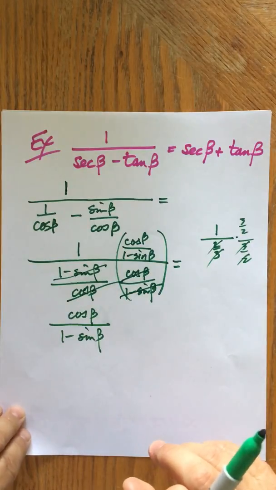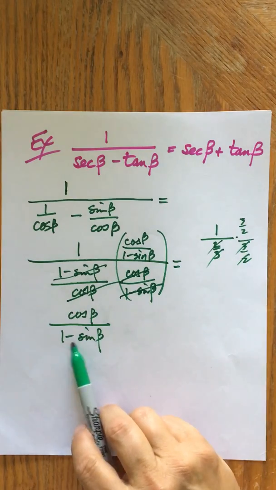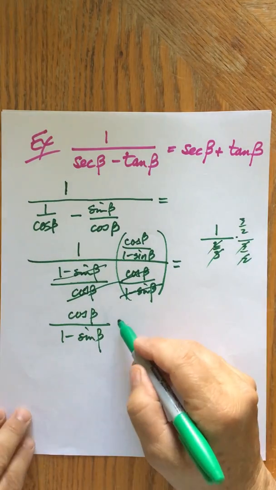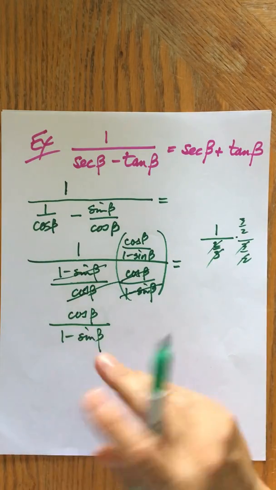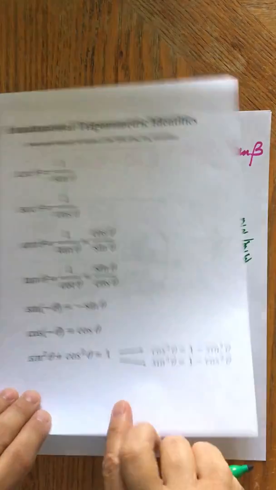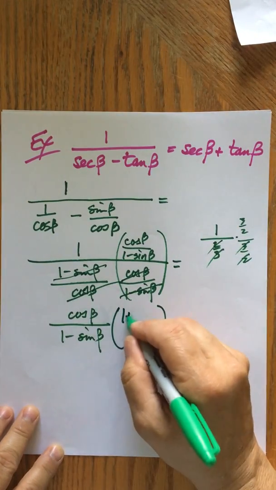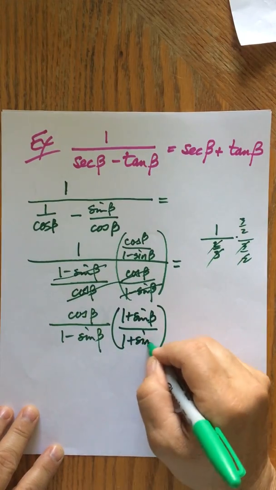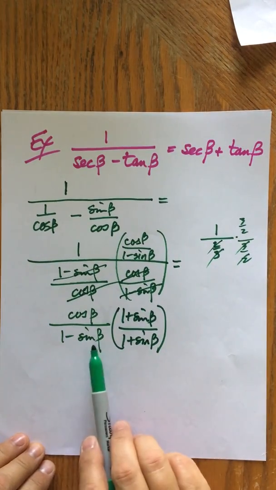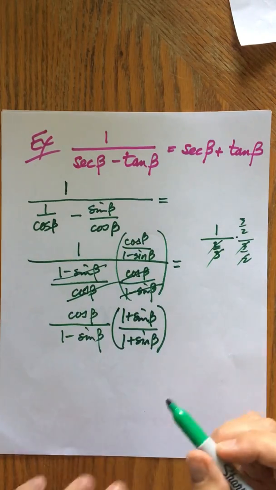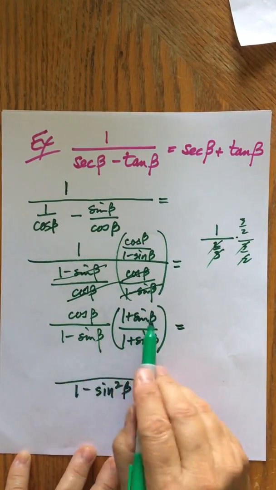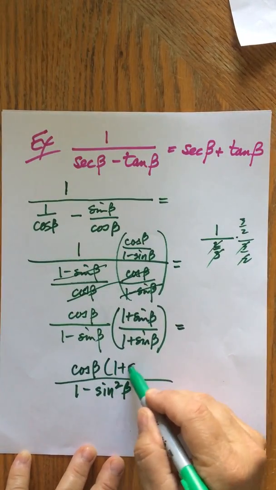Let's see here. So now I have to somehow get this to be a little bit more like that. So let me see. I'm going to try something. I'm not sure if it's going to work. But what I need to do is get this denominator out of here. I know that 1 minus sine squared is cosine squared. So I'm going to multiply by 1 plus sine beta over 1 plus sine beta. Because now when you do a FOIL in the denominator, you'll have 1 minus sine beta plus sine beta and then minus sine squared beta, so the middle terms will cancel out. So in the denominator, I'm going to have 1 minus sine squared beta. And then in the numerator, I'll have cosine beta times 1 plus sine beta.